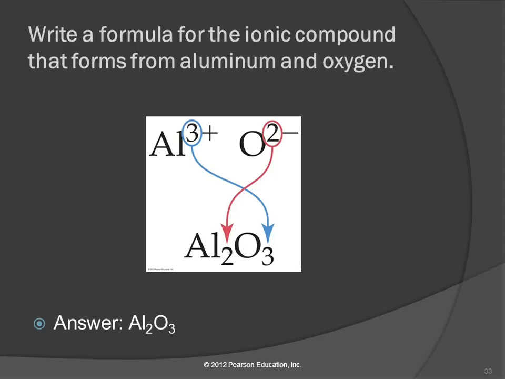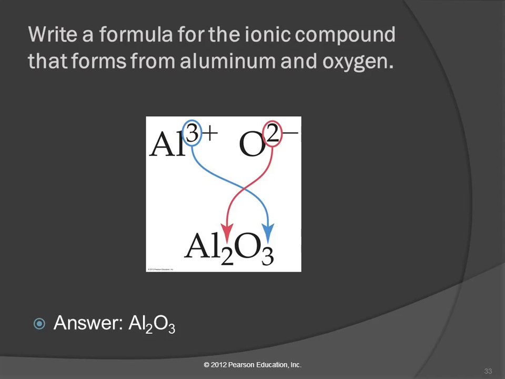Write a formula for the ionic compound that forms from aluminum and oxygen. First thing is write the formulas for the ions with their charges. So aluminum is in group 3A, and so we know that its charge is 3+ from the periodic table. Oxygen is in group 6A. 6 minus 8 is -2, or we count backwards, count to the left 2 places, and we end up with -2. And we look at those charges. +3, -2. They're not the same. They don't add up to 0.